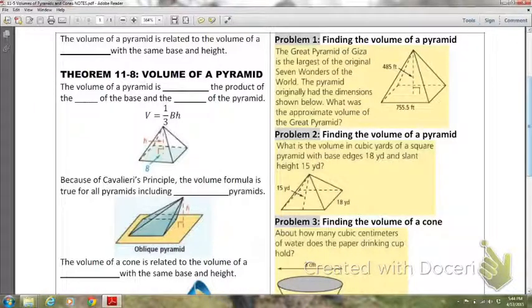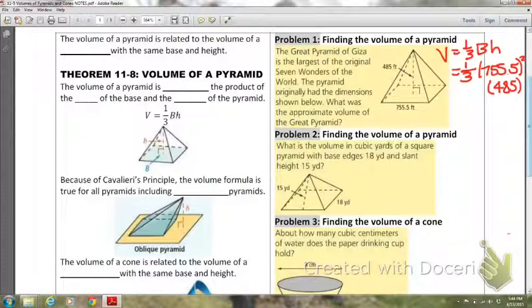The height of the pyramid is 485 feet, and the base is a square that is 755.5 feet. So the volume is going to be 1/3 of the area of the base times the height. So it's 1/3. The area of the base, since it's a square, is going to be the side squared. So 755.5 squared is the area of the base. And then times the height, which is 485.